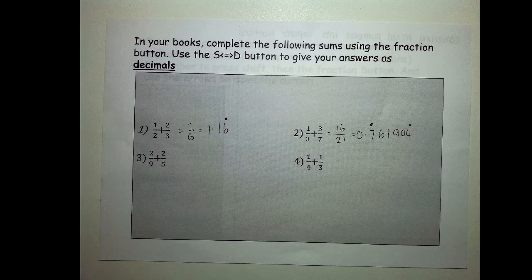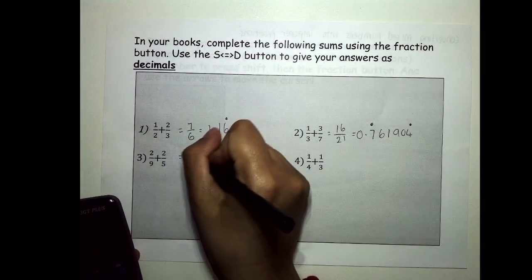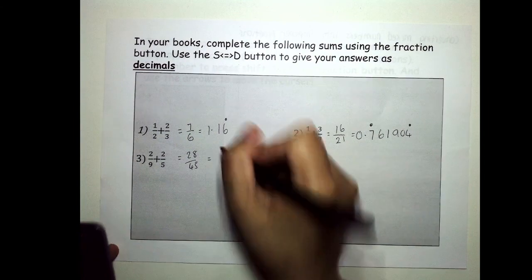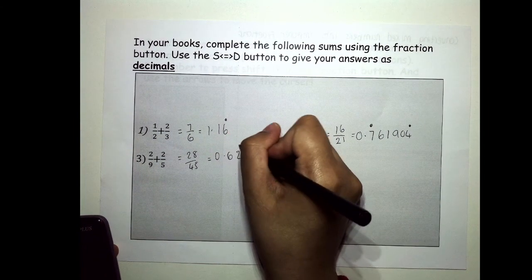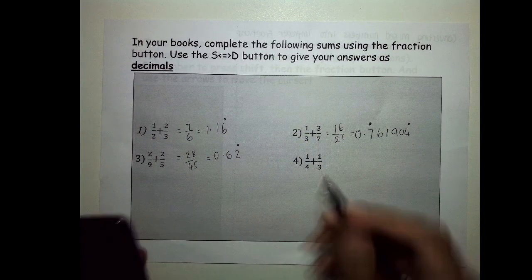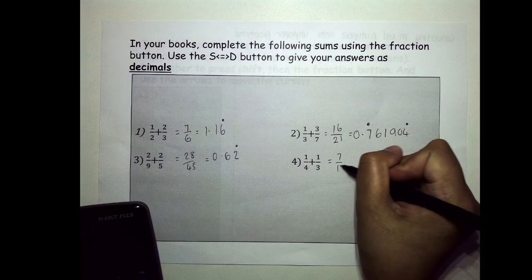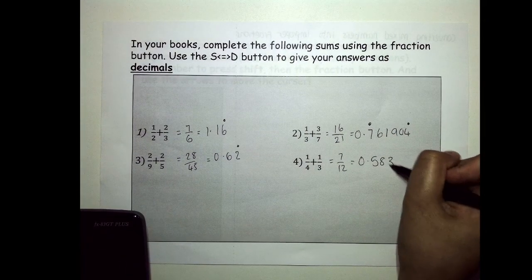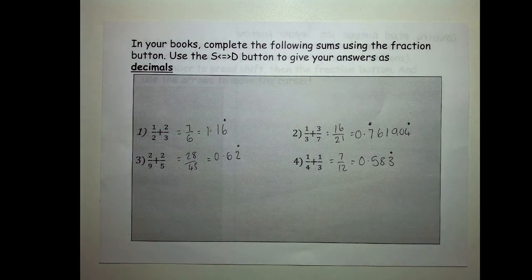Okay, 2/9 add 2/5. That as a fraction is 28/45, and then using the SD button the decimal answer is 0.62 recurring. Finally, 1/4 add 1/3. That is 7/12 as a fraction, and using the SD button that is 0.583 recurring, only on the 3.